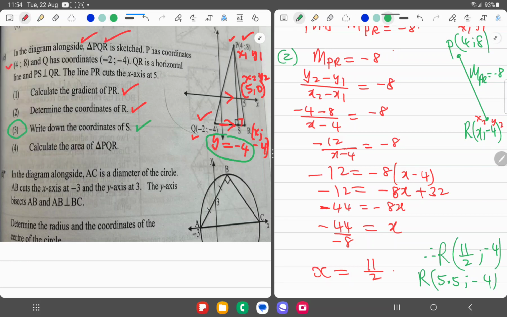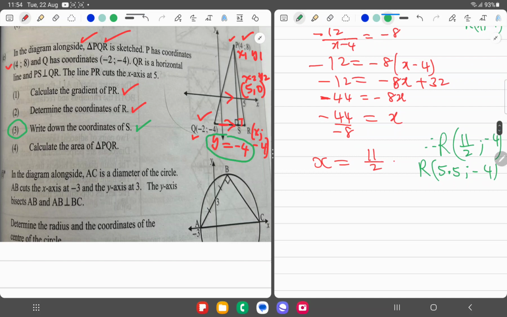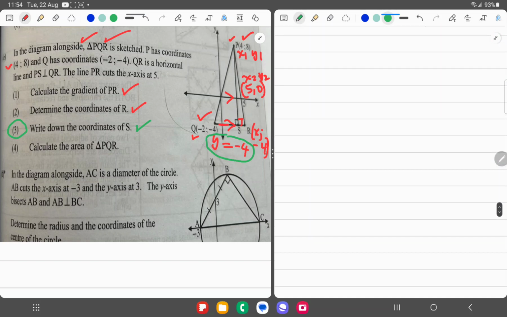How do you write down the coordinates of S? Right, so the coordinates of S can be determined with ease. Right, so let's look for the coordinates of S. So we are doing number 3, that is E part 3. And now let's analyze these together.